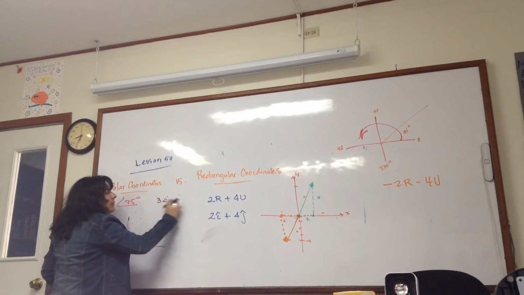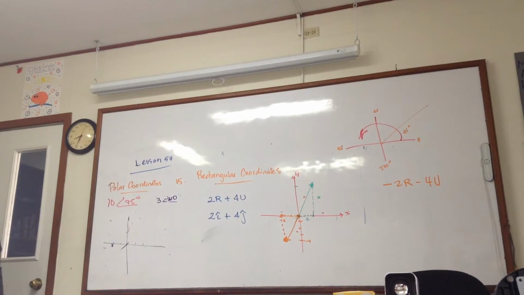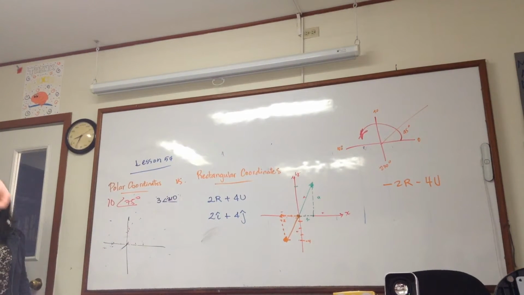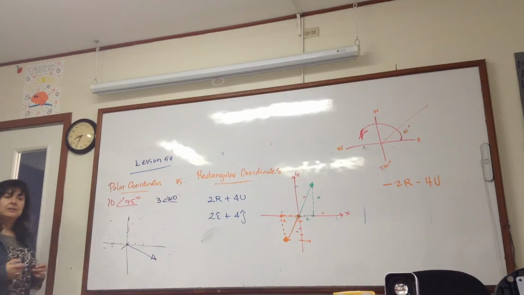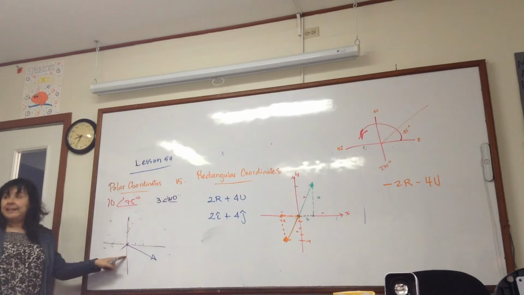Ah, I got it. 310. Wait, 180, 190. 310 down there. Where would it be? It would be here, right? 130. But instead of writing that, it would be 270.